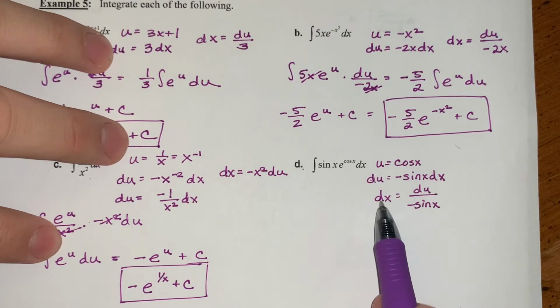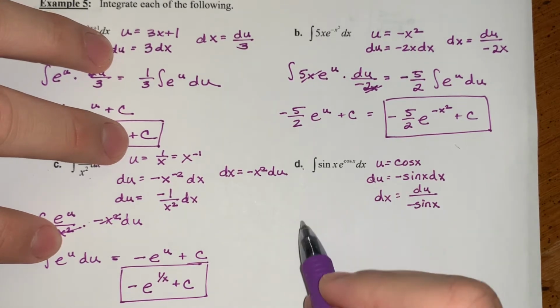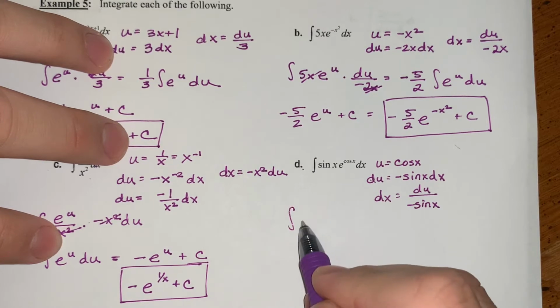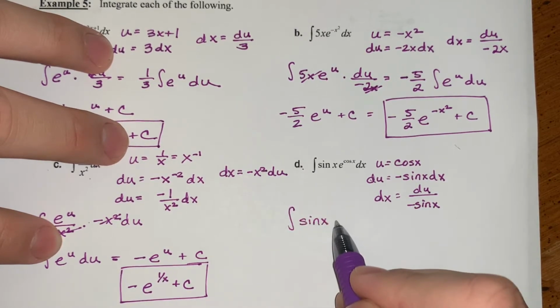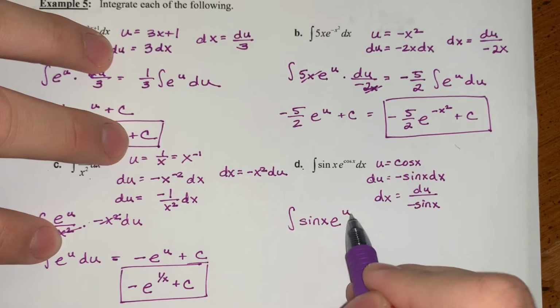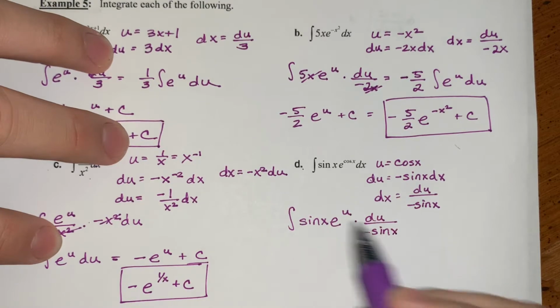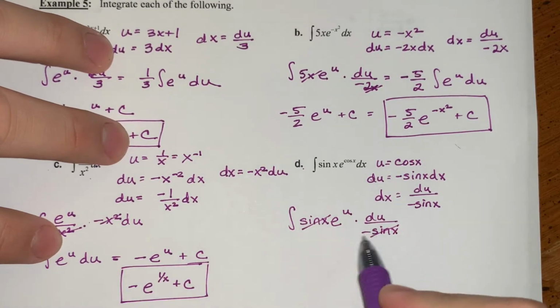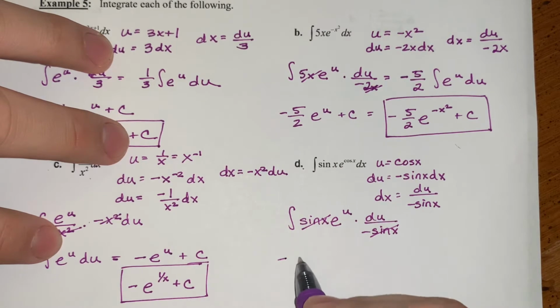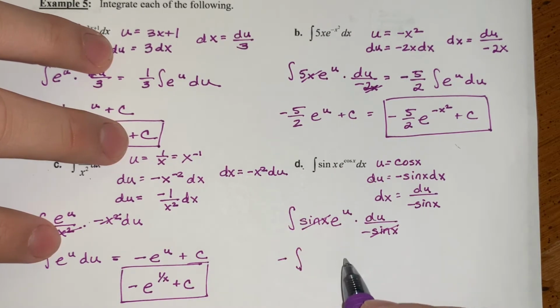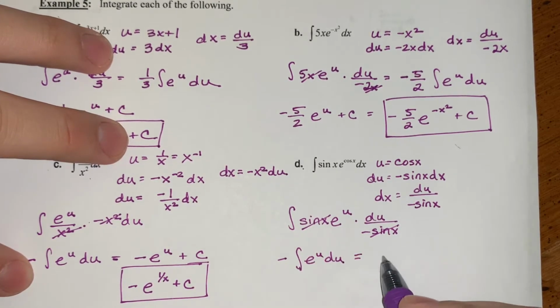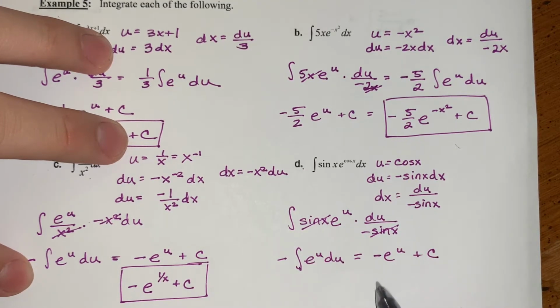Now that I got dx by itself, I'm going to do all my substitutions back into this, and hopefully all the x's cancel. So I have the integral of sine of x e to the u times dx, which is du over negative sine of x. Sine of x cancels. I have a negative that I can move out to the front, so negative integral of e to the u du. This is actually the same thing as that one over there. So it'll be negative e to the u plus c. Bring back my u as cosine: negative e to the cosine of x plus c.